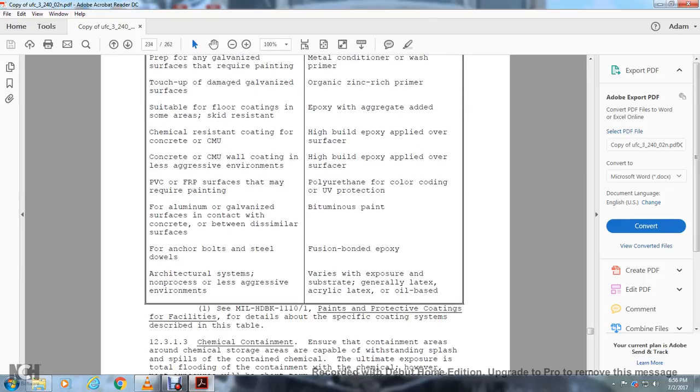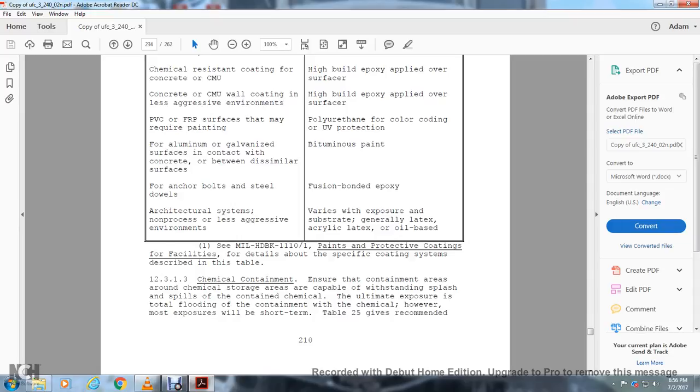Architectural systems, non-process, less aggressive environments, vary from the epoxy. Exposure substrates are generally latex, acrylic, latex, and oil base. See Military Handbook 11.10.1 with the paint protective coating for the facility for the details about the specific coating system described in this table. 12.3.1.3 Chemical contamination.